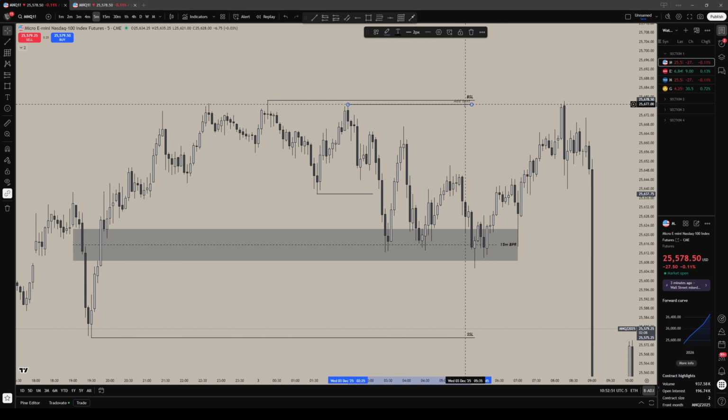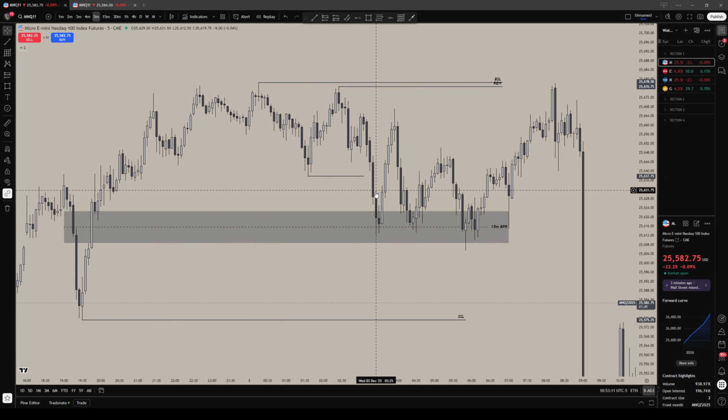Important to note, relative equal high. Very strong draw on liquidity, nearly equal highs, when the high to the right side is lower. But when you target them, beware that sometimes, like today, price will take the lower one and not the higher one. I do REH for relative equal high, and then price went down.